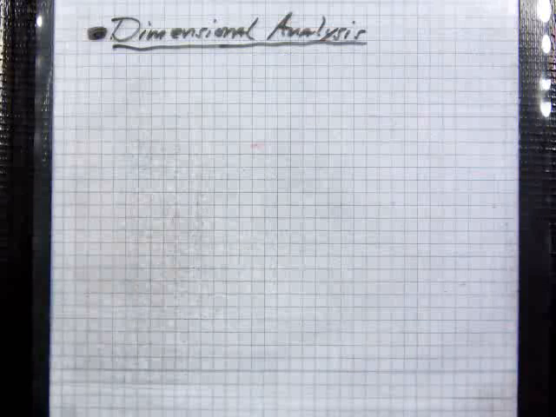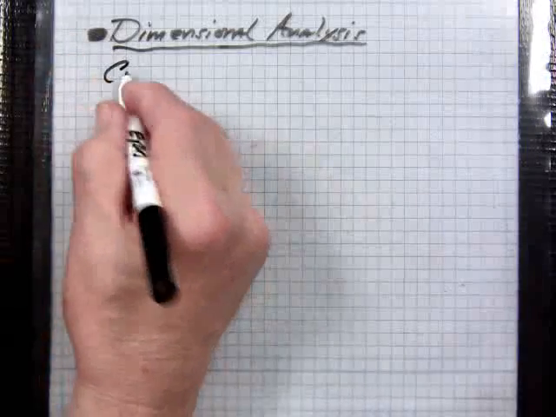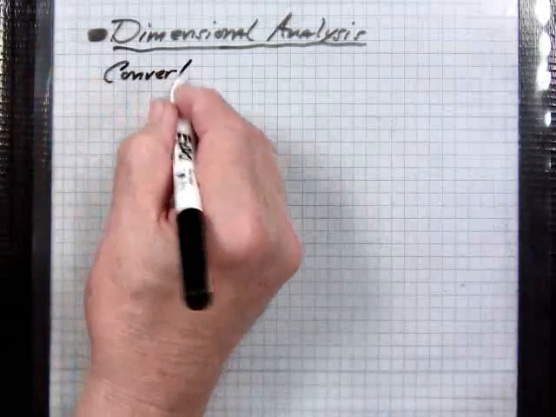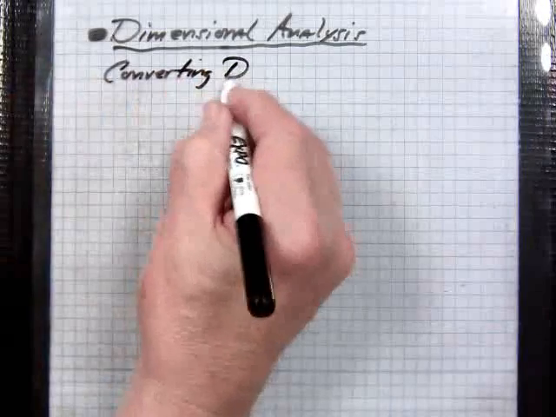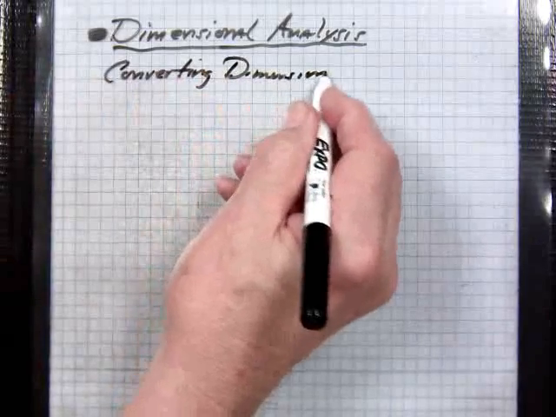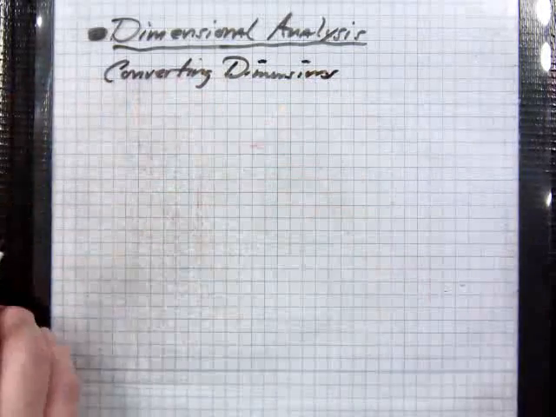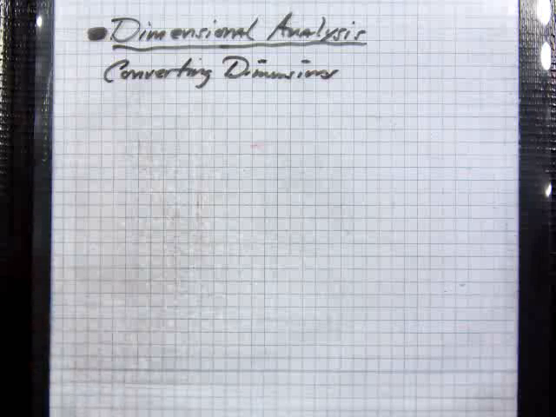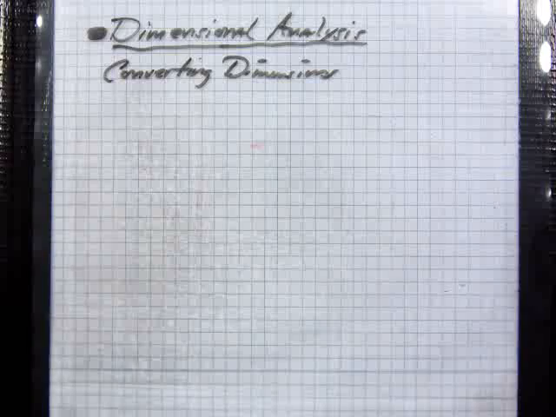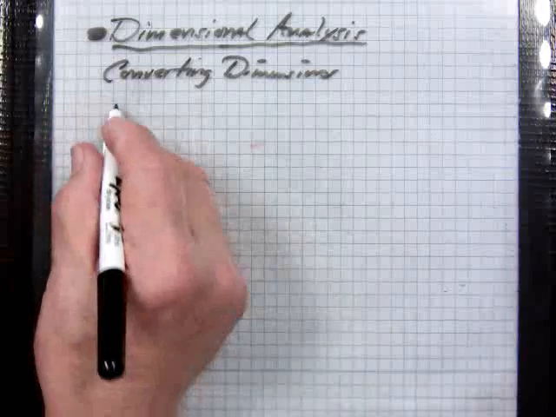As you already know, this is the process of converting one dimension to another dimension. Now, when we start talking about dimensional analysis, I break it down into really three categories of conversions: simple, multiple, and complex conversions.